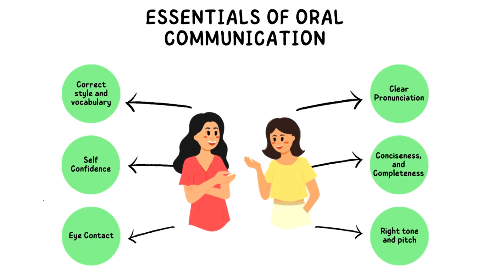Let's go through the essentials of oral communication. First of all, the pronunciation of words should be proper and clear. Next, conciseness and completeness of the message should be maintained. Further, the speaker should use right tone and pitch to deliver the message. He must maintain eye contact with the audience. His words and gestures should reflect confidence, and he should use correct style and vocabulary.